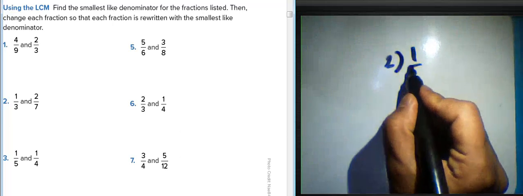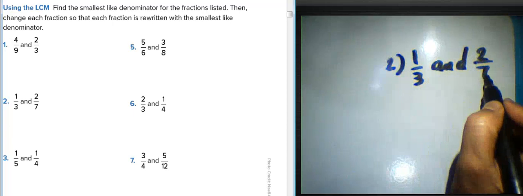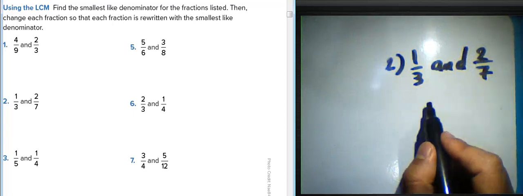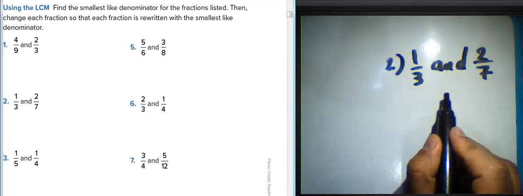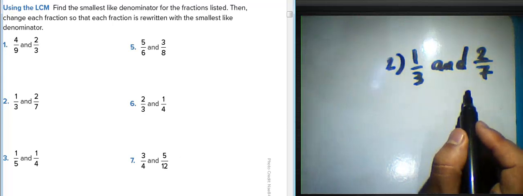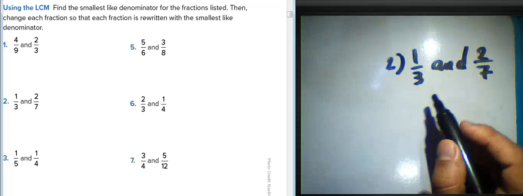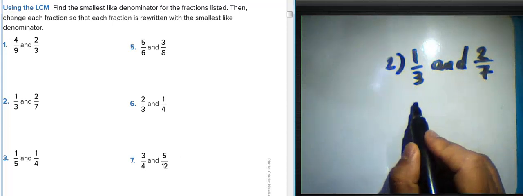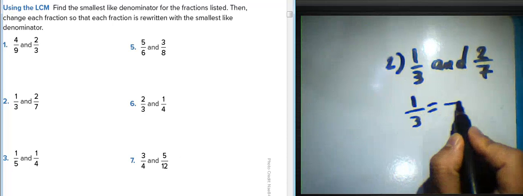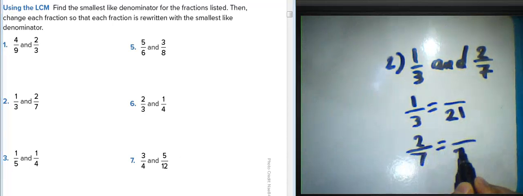1 over 3 and 2 over 7. The least common multiple between them equals 21, because 7 can't be divided by 3. So you must find the least common multiple between 7 and 3 by multiplying them. 7 times 3 equals 21. So we must convert the fractions. It will be 21 in the denominator, and for 2 over 7 we can write 21 in the denominator.